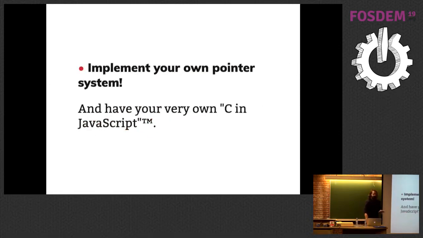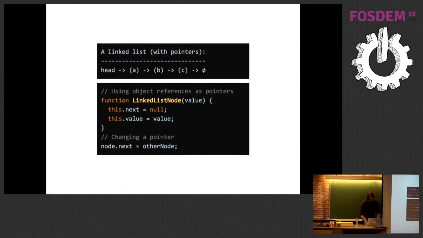So my point here is we can implement our own pointer system. So you can have your own C in JavaScript, and this will speed up things, and this will make memory really lighter. So let's use a concrete example to explain that, because I guess it's a bit obscure.